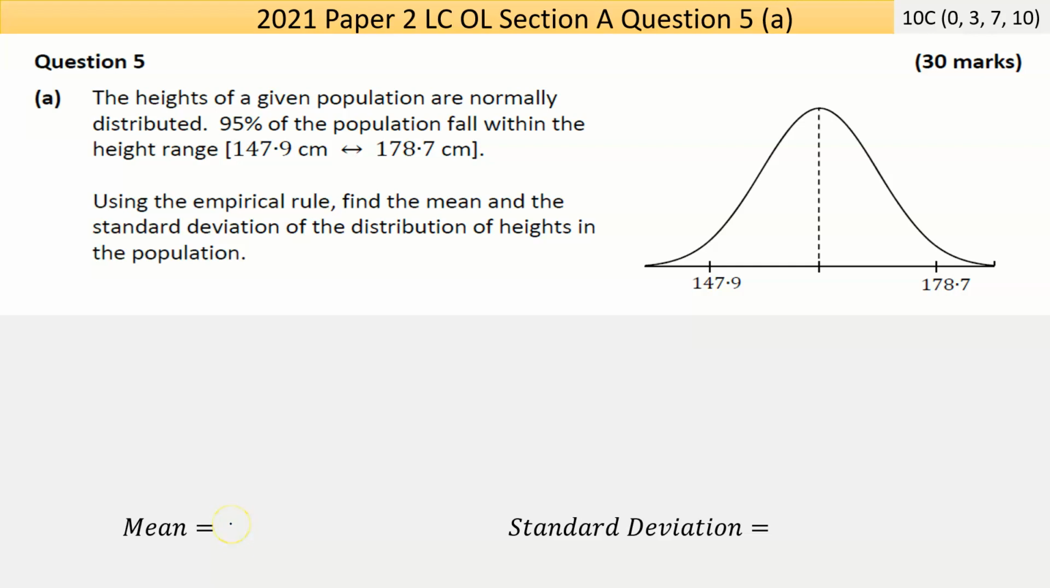So question 5 here is in statistics, and let's read it through. The heights of a given population are normally distributed. Okay, so that's important. A normal distribution has certain things we can infer about it, and they have an image here of a normal distribution. Down the center would be the mean, and these would be the standard deviation, which is basically the deviation from the mean.